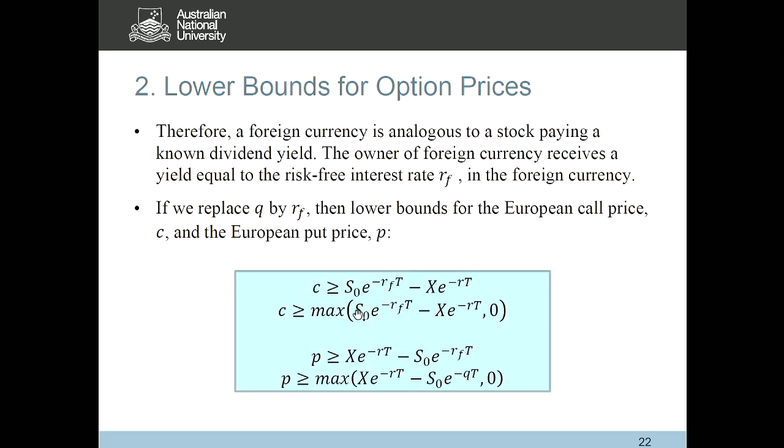So that's just what I said. You replace the minus qT with minus rF T. You're getting the lower bound on the call option written on currencies. You're getting the lower bound on the put option written on currencies.